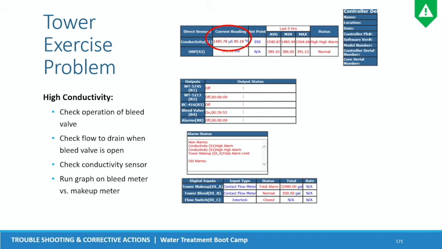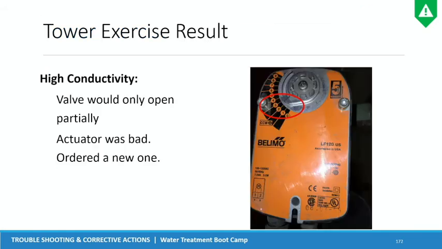And so the solution actually was their Blimo valve would only open up part way. So the actuator had gone bad and it wasn't opening wide enough and bleeding the system quick enough to keep up with the demand that day, right? So some of those things that you look at, like it said here, run a graph on bleed versus makeup meter. You don't even have to run a graph.